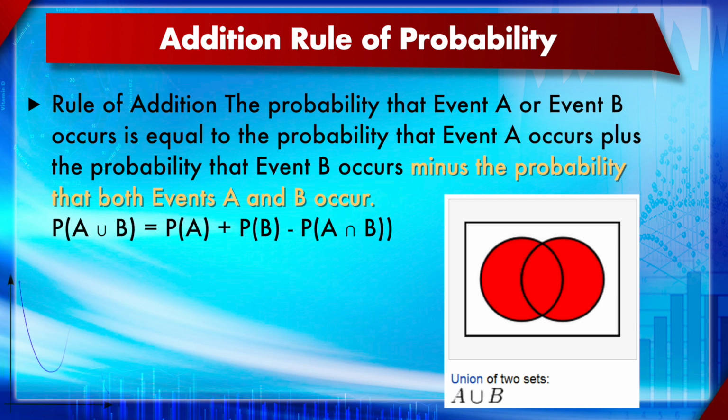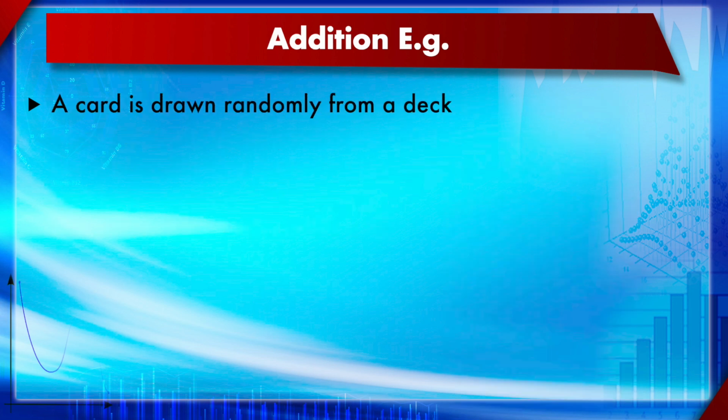So that intersection has to be subtracted. Otherwise that area will be counted 2 times. So that is the reason why it is being subtracted. Let us see one example.